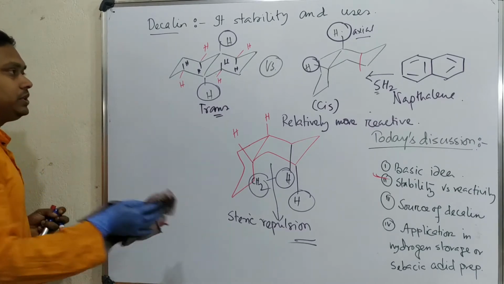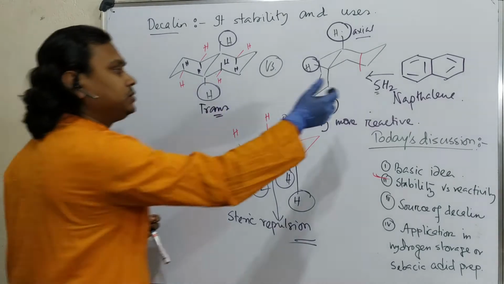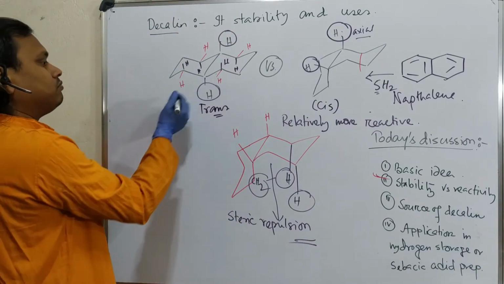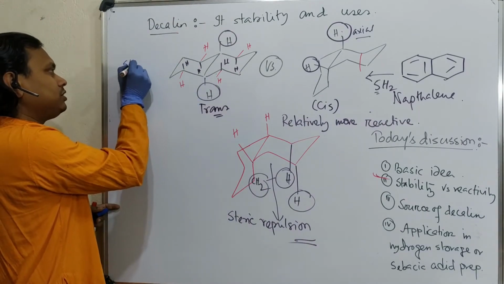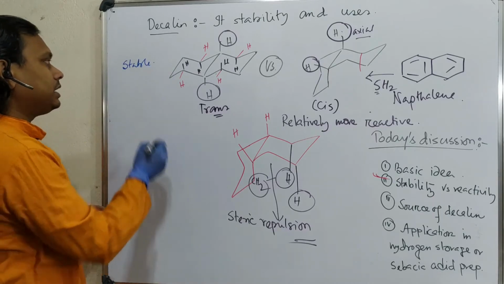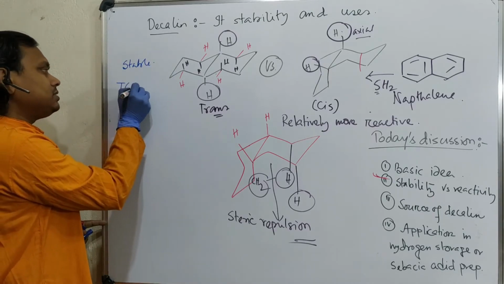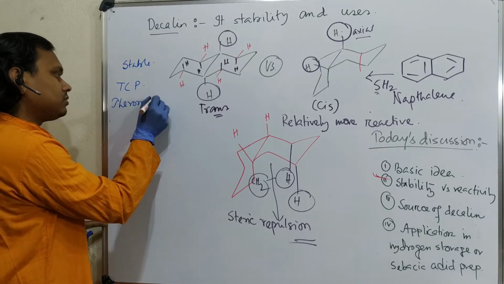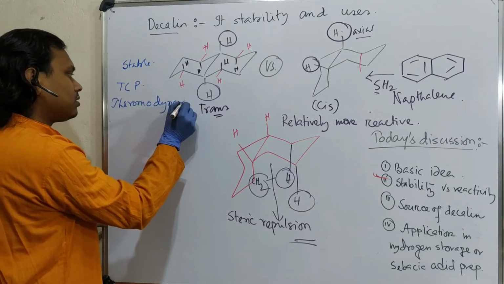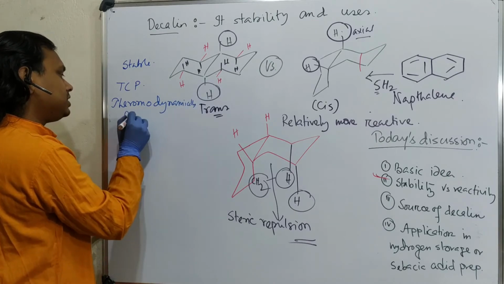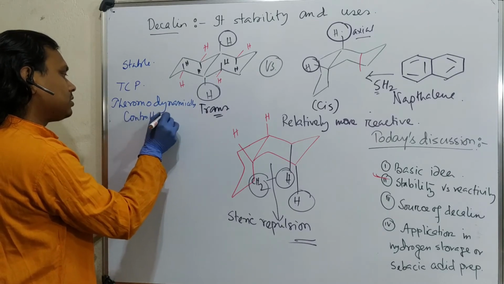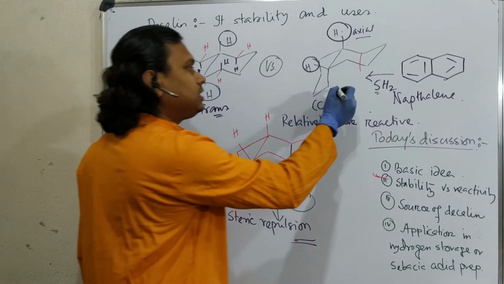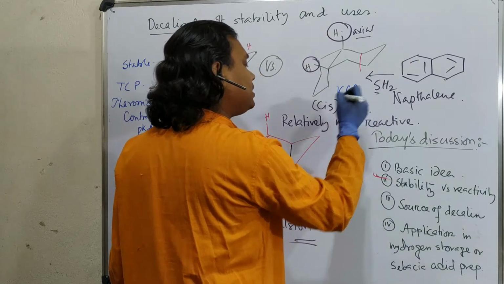See, you are doing the hydrogenation of naphthalene and you are getting these two products. Now question, this is more stable. So this is relatively more stable. So we can consider this is actually TCP, or thermodynamically controlled product. And this is actually KCP, or kinetically controlled product.